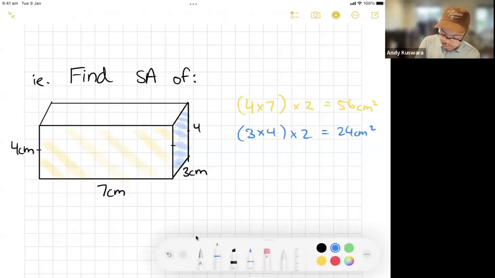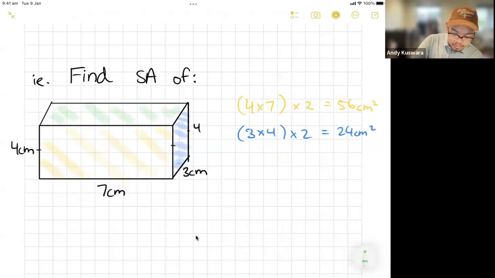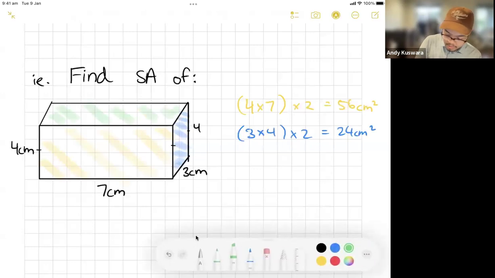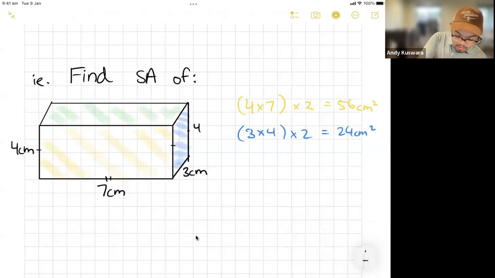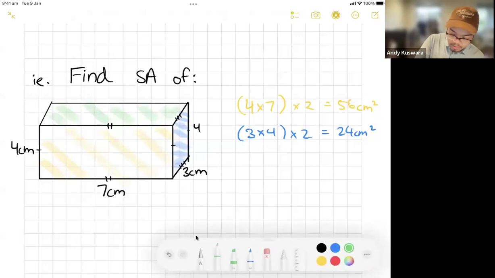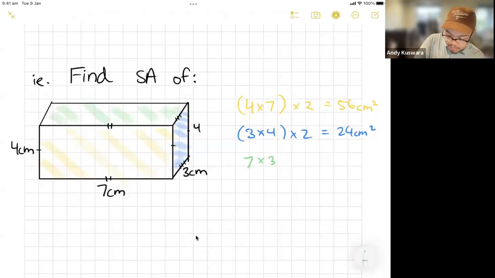And for the last one here, let's use green. This top one here, I can see that there's a base of 7, and how far back it goes is 3. So you can kind of see that. So this would be 7 by 3. And we also know there's going to be one at the top, one at the bottom, so I'm going to also times that by 2. That'll give me 42 centimeters squared.